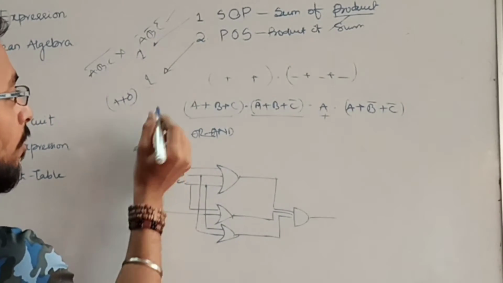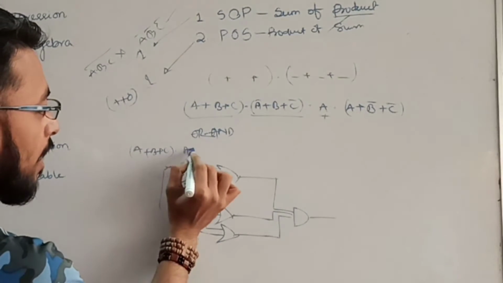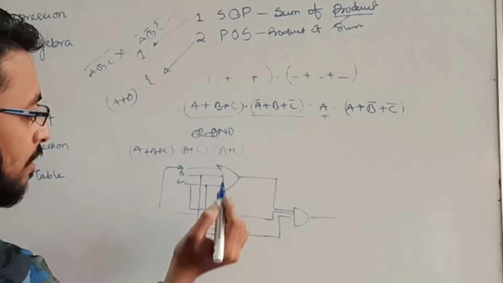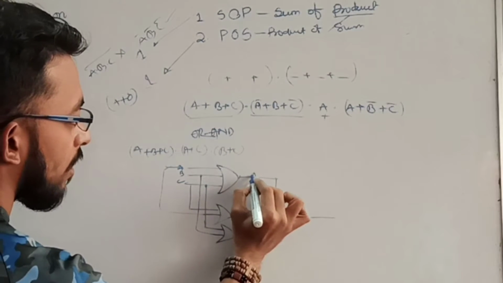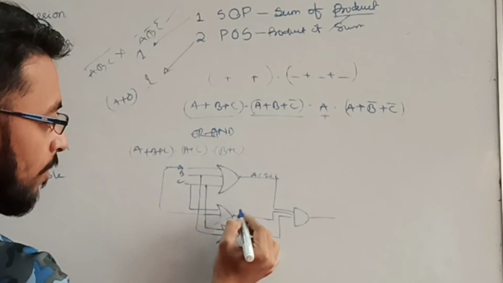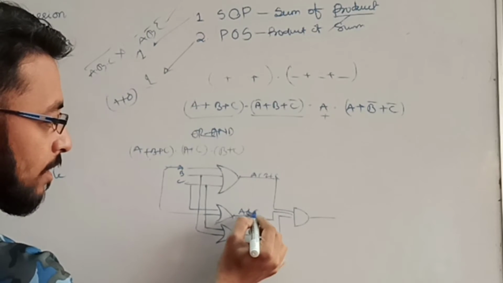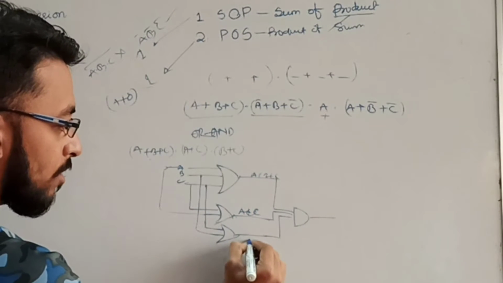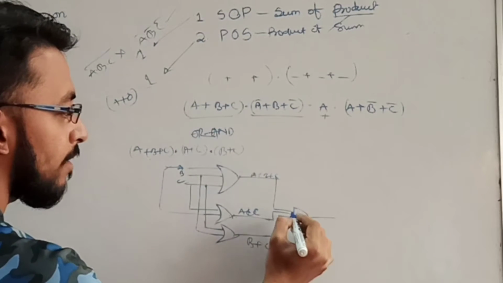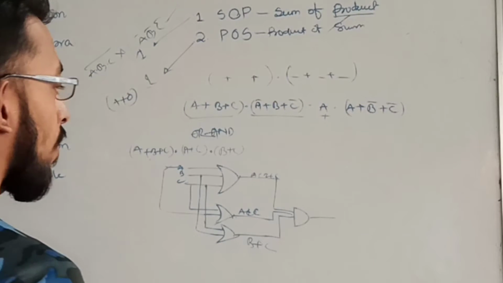So my POS form will be nothing but A plus B plus C dot A plus C dot B plus C. So this is nothing but A plus B plus C, that is the first term. It is nothing but A plus C, the OR operation of A and C, the second term. The third term is nothing but B plus C. And then these 3 terms are ANDed, that is applied to an AND gate. So this is the OR AND representation.